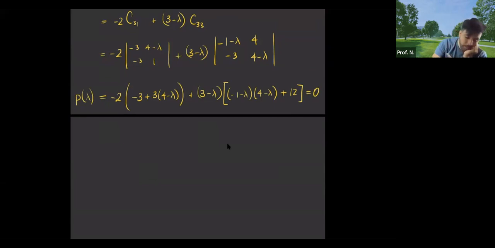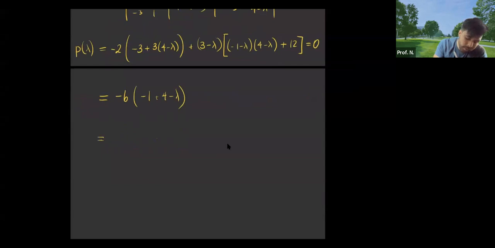So from here, what I'm going to do is see if things come out nicely somehow. If you look at this here, I can factor out a 3. If I do that, this becomes -6. This is -1 plus 4 minus lambda. So this here becomes -6, 3 minus lambda. And this is nice. This is really nice.